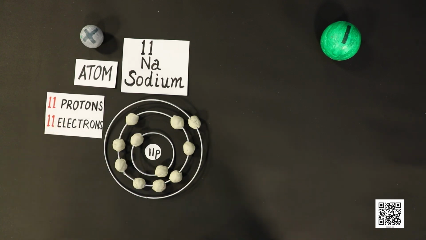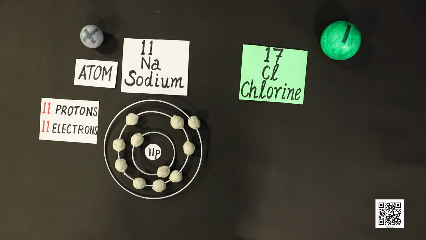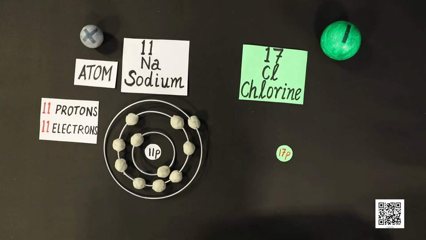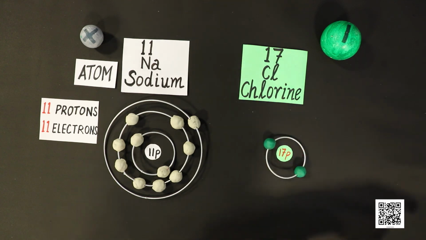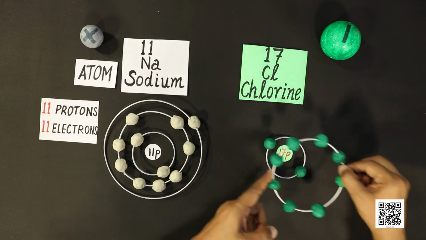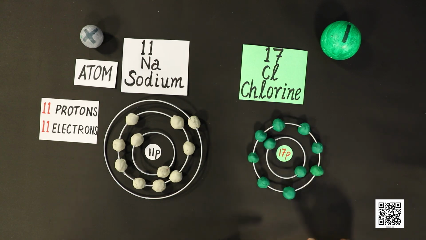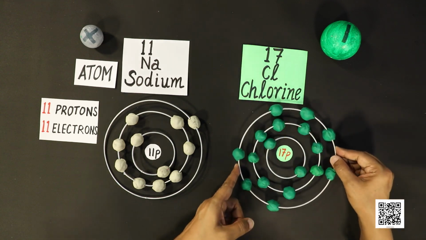Now, let's see how the chlorine atom looks. So, what is the atomic number of chlorine? Well, it's 17. So, we have to arrange 17 electrons around the nucleus. So, here is the nucleus with 17 protons and the first shell with 2 electrons. And here comes the second shell, that is, this is K and L. Now, in L, how many electrons are there? See, 1, 2, 3, 4, 5, 6, 7, 8. Yes, 8 electrons.